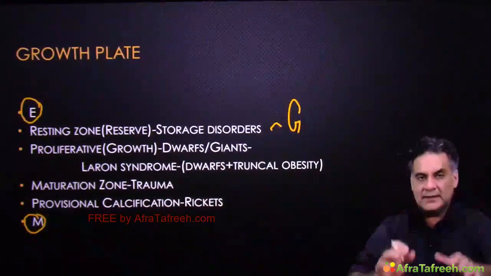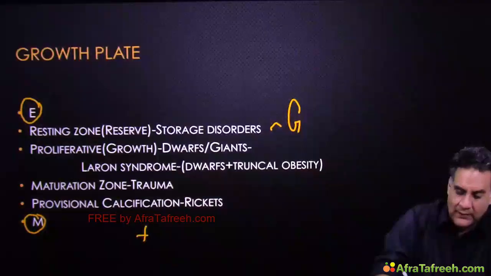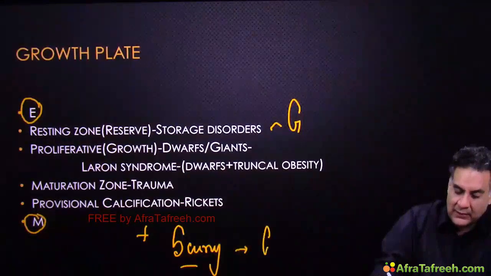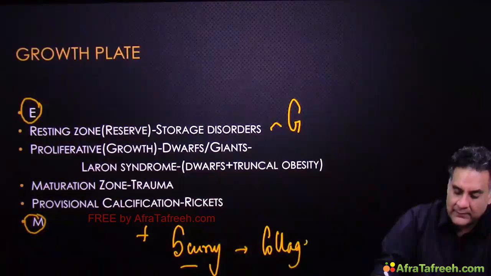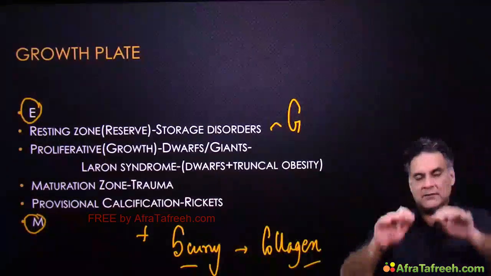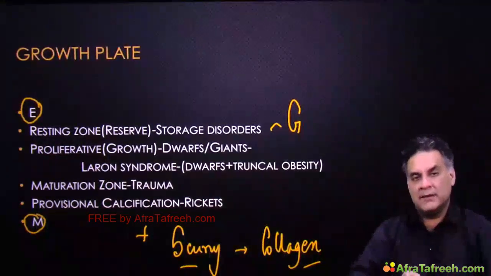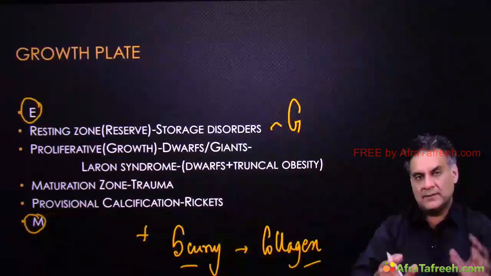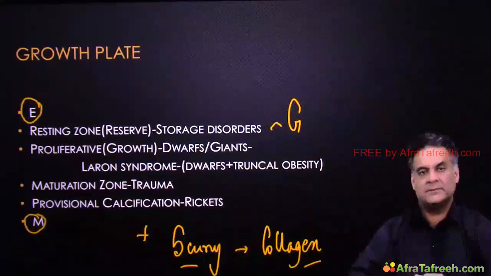Remember, beneath that is the primary spongiosa, or the bone, where scurvy will affect, because it affects the cross-linking of the collagen. So scurvy will affect the spongiosa or the primary bone. That is how the growth plate is classified. Stages, different zones. Thank you.